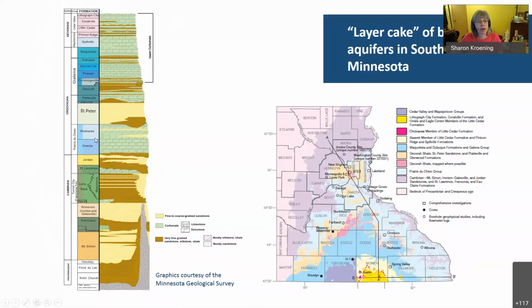And two aquifers that are very important sources of water supply in southeastern Minnesota and the Twin Cities are the Prairie du Chien and the Jordan. And you're going to hear me talk a bit about them in the remainder of this presentation.